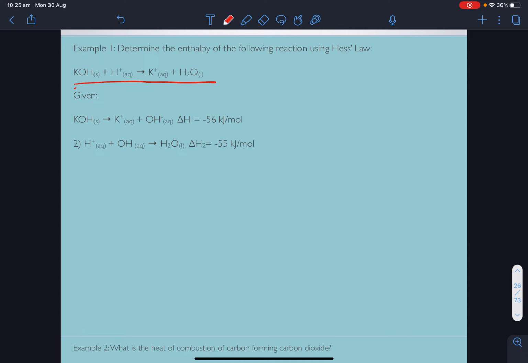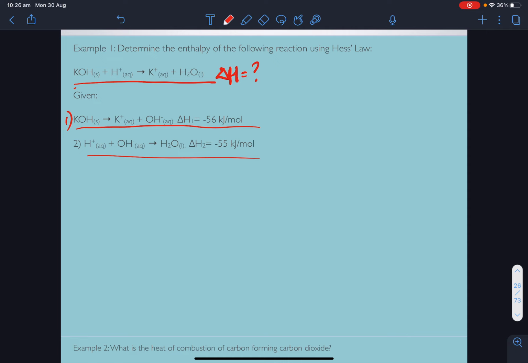Okay, so it's asking us to determine the enthalpy. So I'm going to label that just delta H and put a question mark there. They've given us 2 equations here, okay? They've given us potassium hydroxide going to potassium and hydroxide, and they've given us H plus OH going to water, and the 2 enthalpy values there, okay?